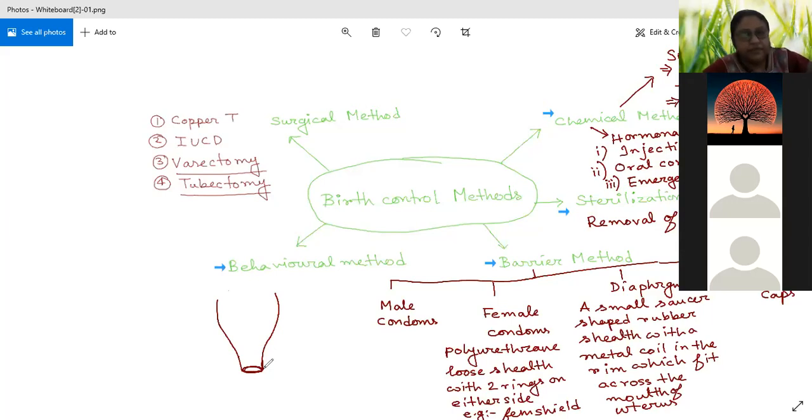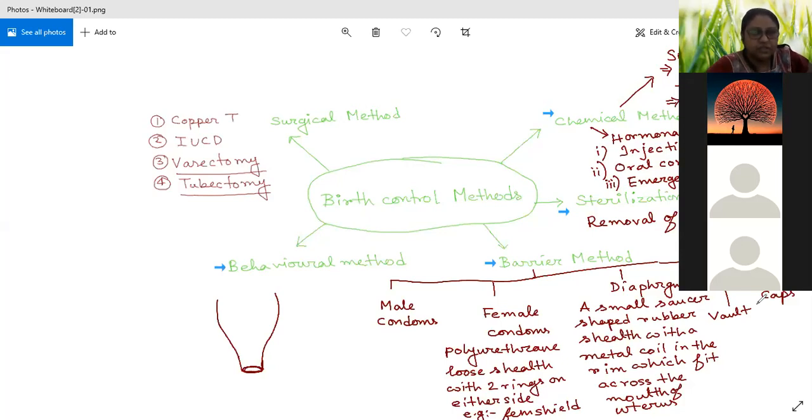A specialized type of diaphragm-like structure, very similar to the diaphragm but with a specialty, is known as the vault. So what is basically the vault? The vault also has a hemisphere-like structure. The diaphragm is a bit thinner, but the vault is a bit thicker and has a hemisphere dome-shaped structure, and even its rim is very thick. So it has a similar effect. It is located at the same position as the diaphragm, and obviously has the same effect, that is prohibiting entry of sperms into the uterus.